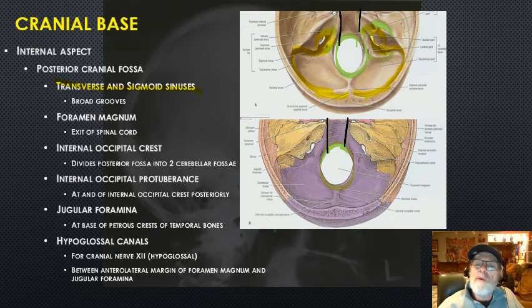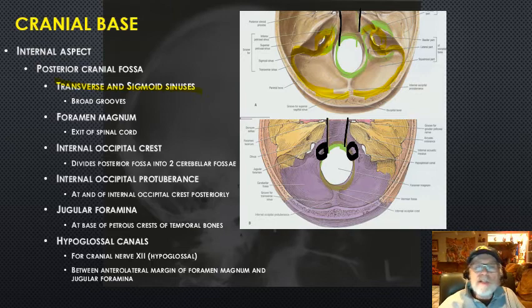There's also a hypoglossal canal. Hypoglossal canal is just next to the area, it's right here. You see it right there and right there. And that's for the 12th cranial nerve, which is called the hypoglossal nerve. Okay, cranial nerve 12, hypoglossal nerve. It goes right between the foramen magnum and the jugular foramen, right between the two.